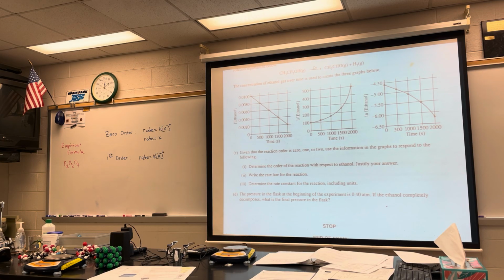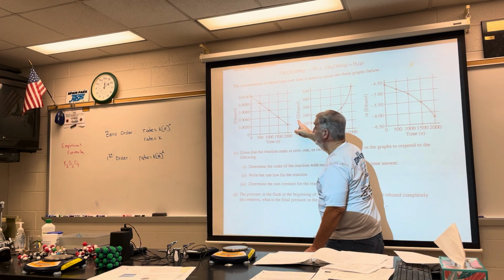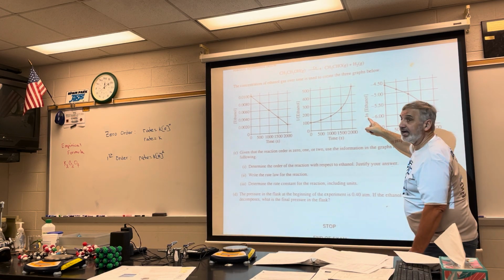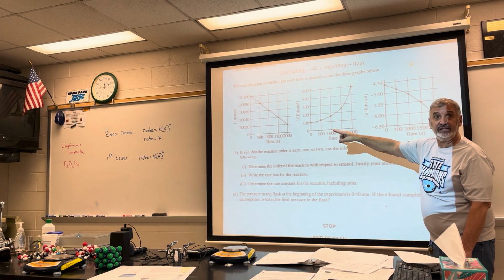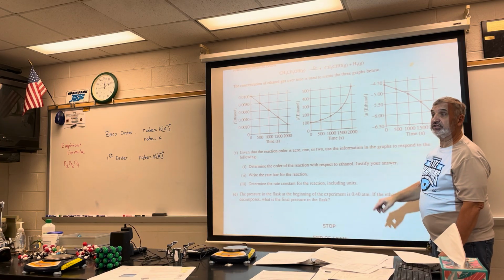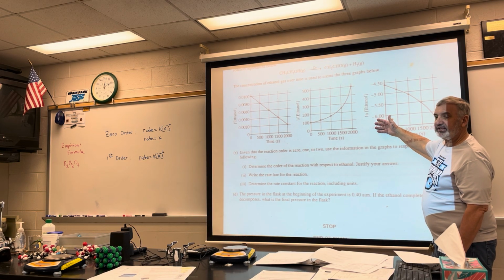Well, which one of those is a straight line? The first one. What's the y-axis on the first graph? It's just the concentration of ethanol. This is 1 over the concentration of ethanol. This is the natural log of ethanol. Well, which order gives us a straight line if it's just concentration versus time? 0 order. So I can tell just looking at the graph that it's 0 order because that's the one that's a straight line.